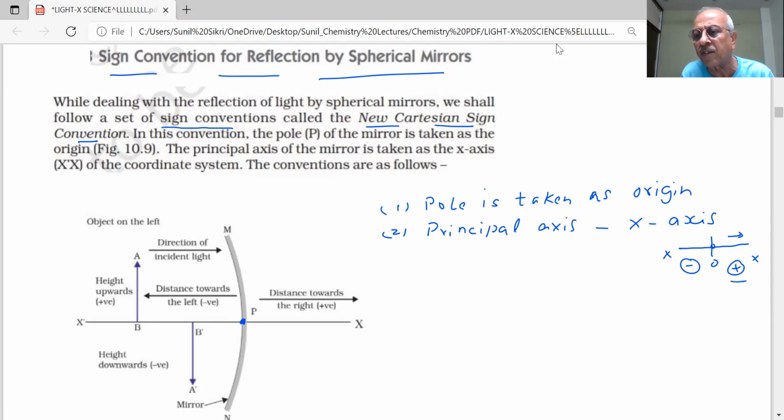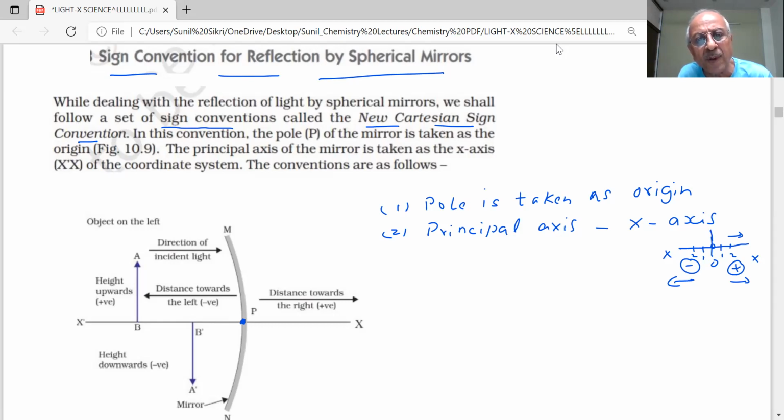Plus sign on this side: +1, +2, +3. And on this side, -1, -2, -3. Are you aware? Yes or no? If I put 1 and 2 here, they will be +1, +2, and if I put 1 and 2 on the other side, they will be minus. This is the Cartesian system. So negative is on the left-hand side of this origin, which is my pole.